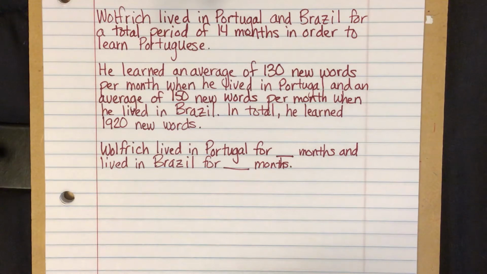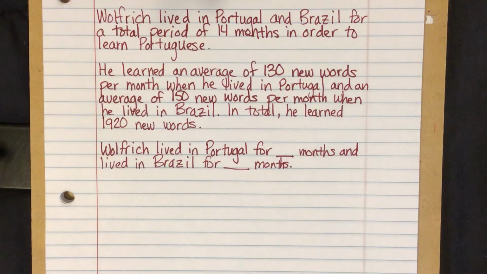Wolfrich lived in Portugal and Brazil for a total period of 14 months in order to learn Portuguese. He learned an average of 130 new words per month when he lived in Portugal, and an average of 150 new words per month when he lived in Brazil. In total, he learned 1,920 new words. Wolfrich lived in Portugal for blank months and lived in Brazil for blank months.